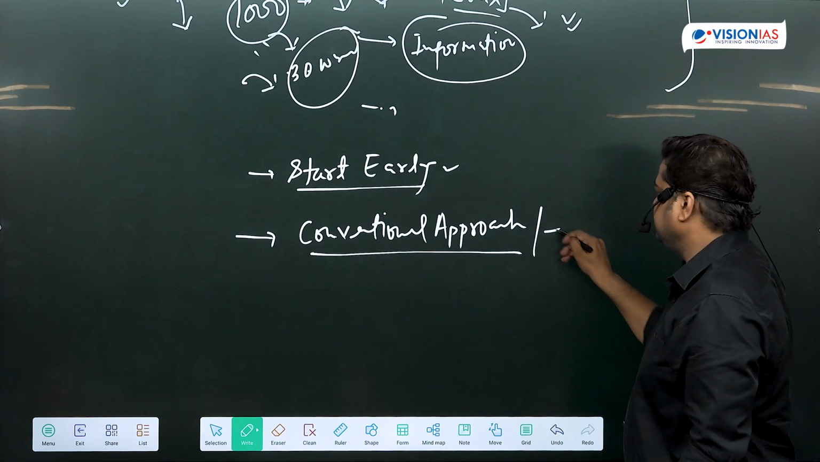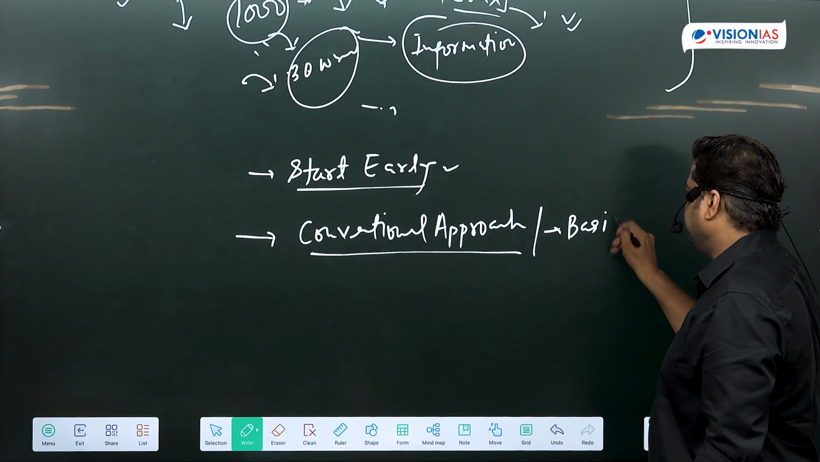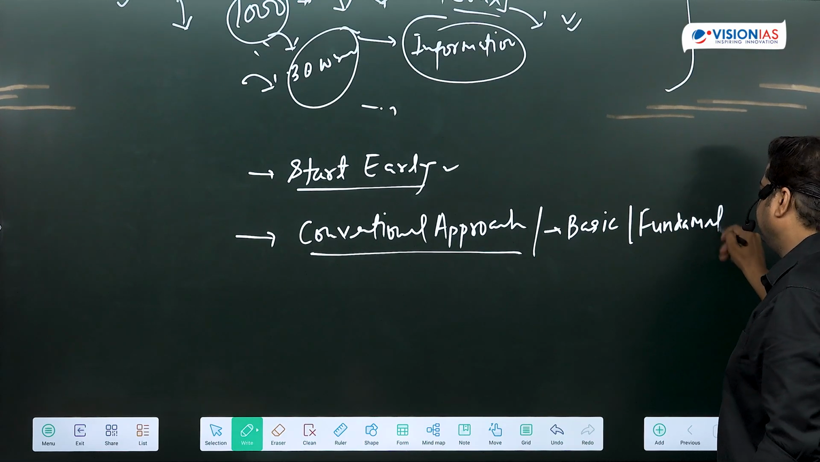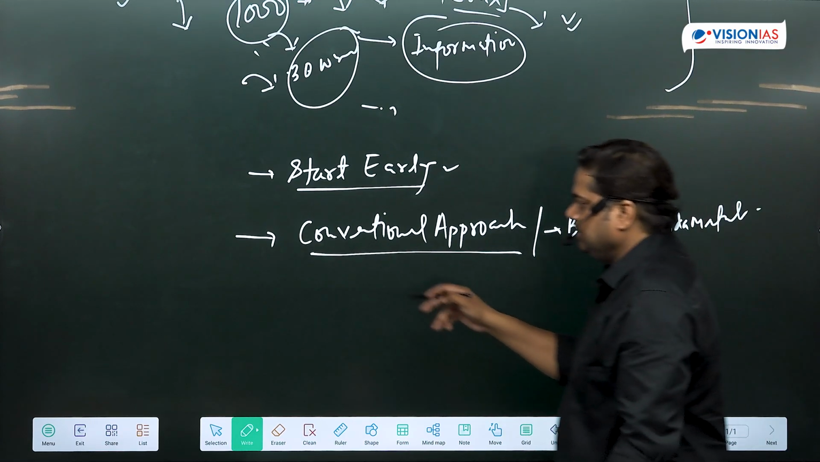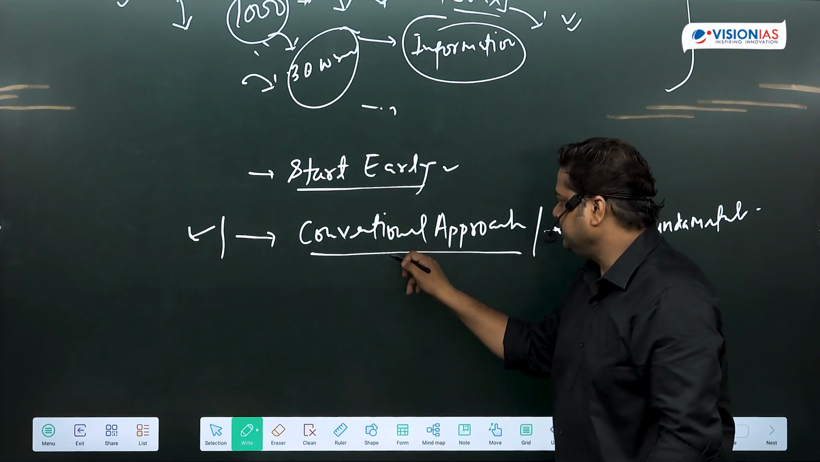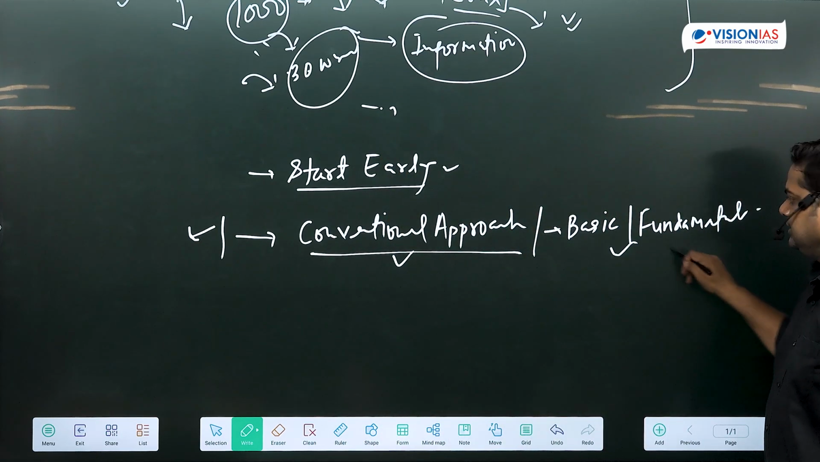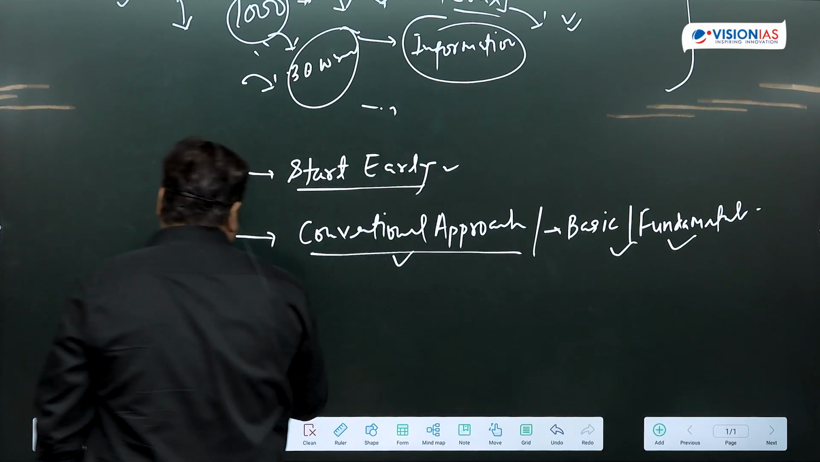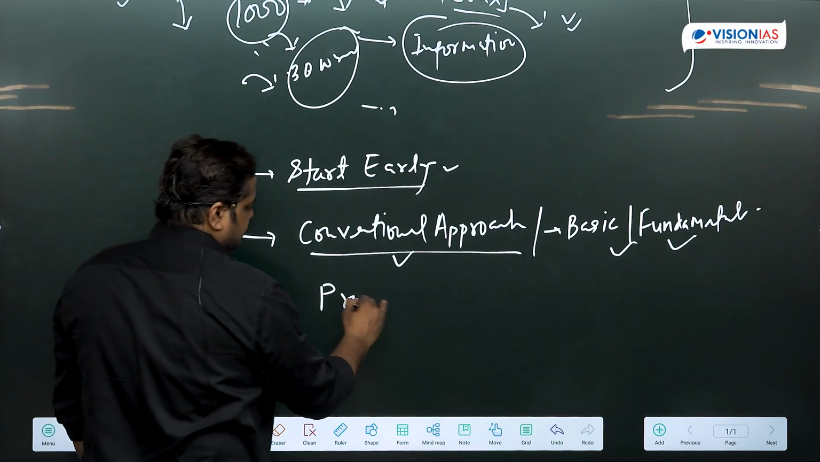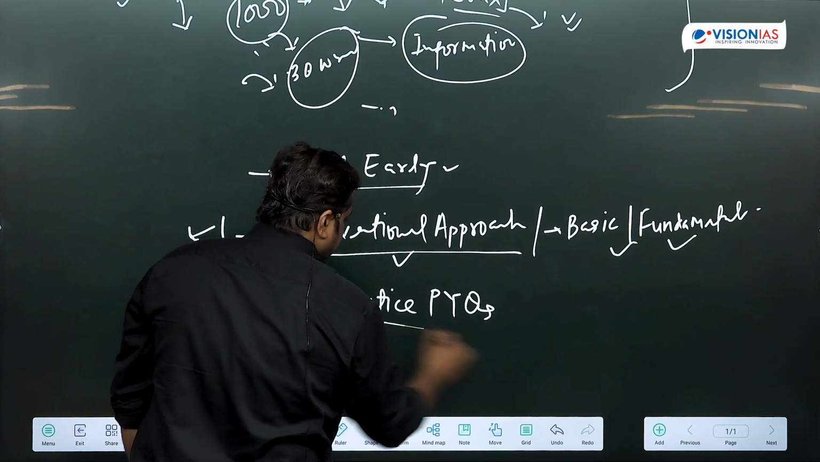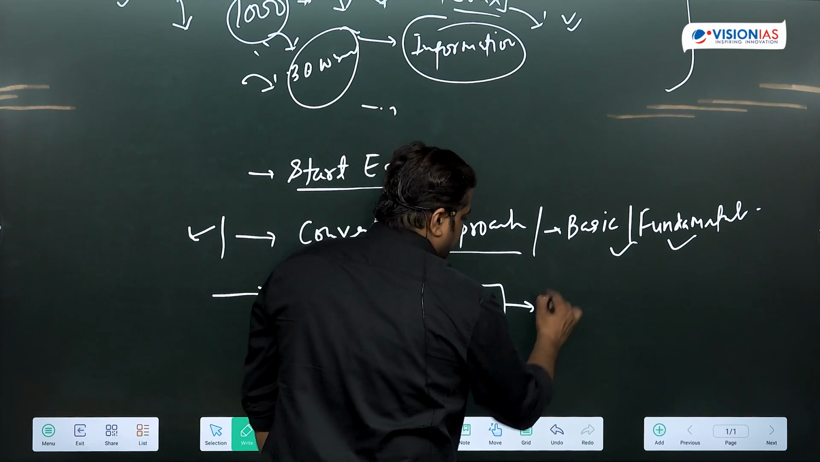Basic fundamentals that we need to understand. And initially, don't go for shortcuts. If you have understood this, after then go for shortcuts. Then practice PYQs first. Why? For the assessment.